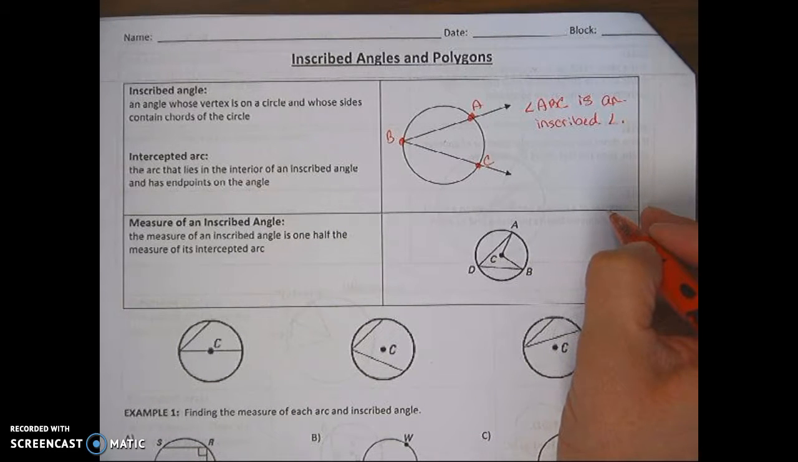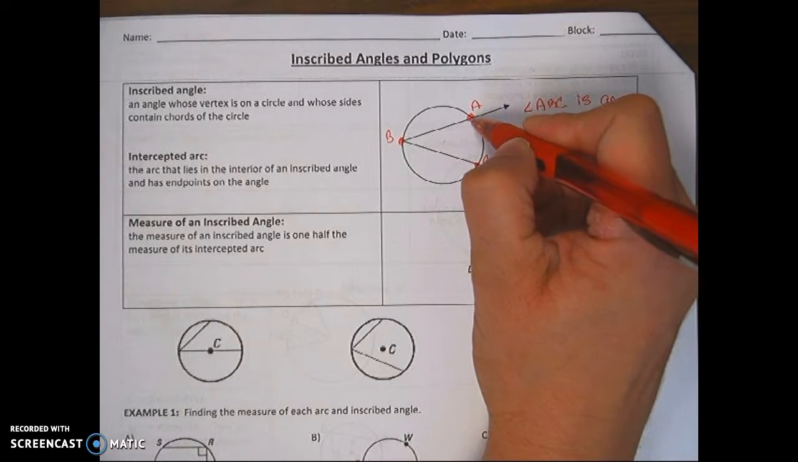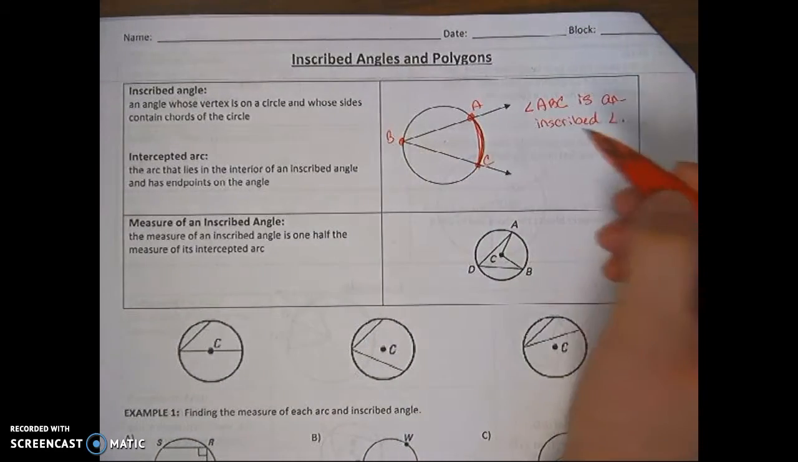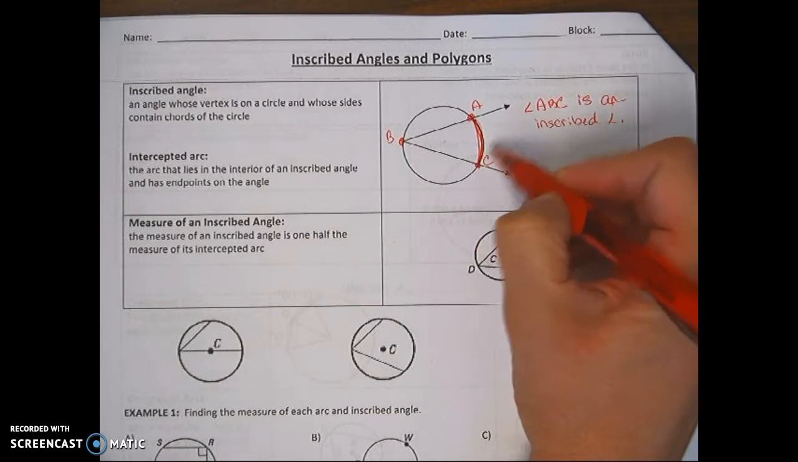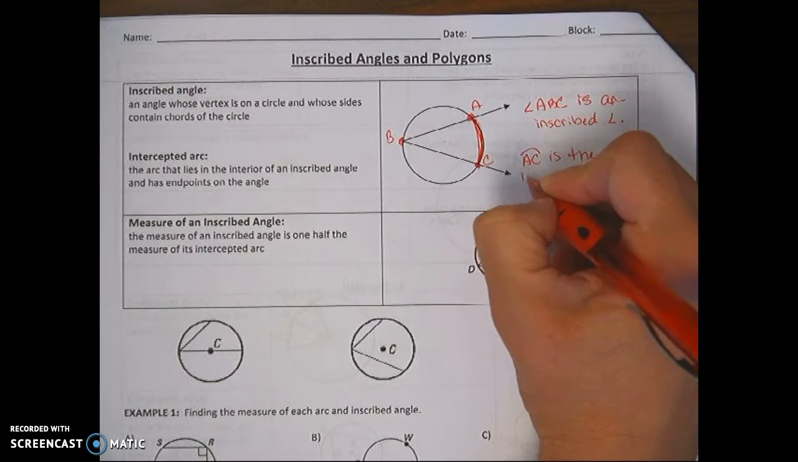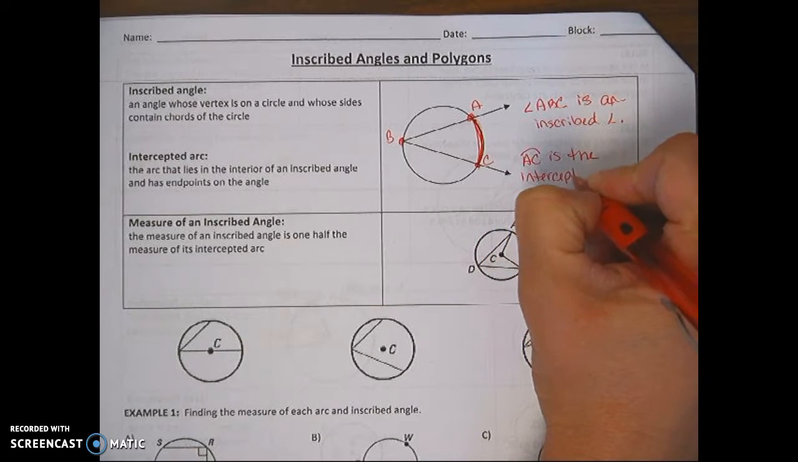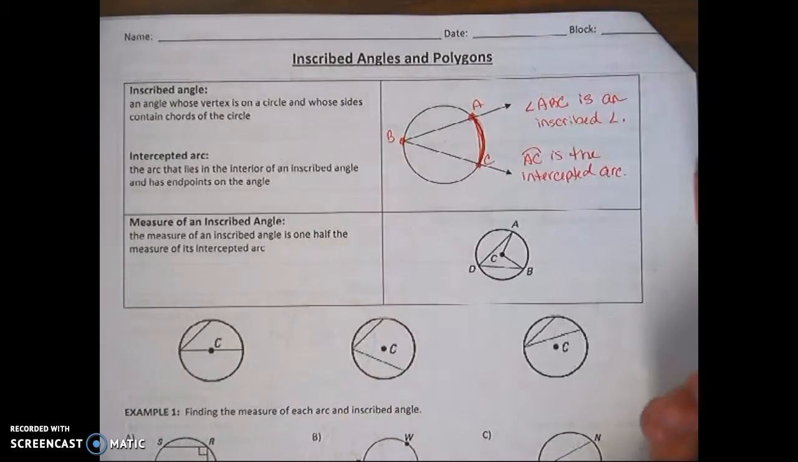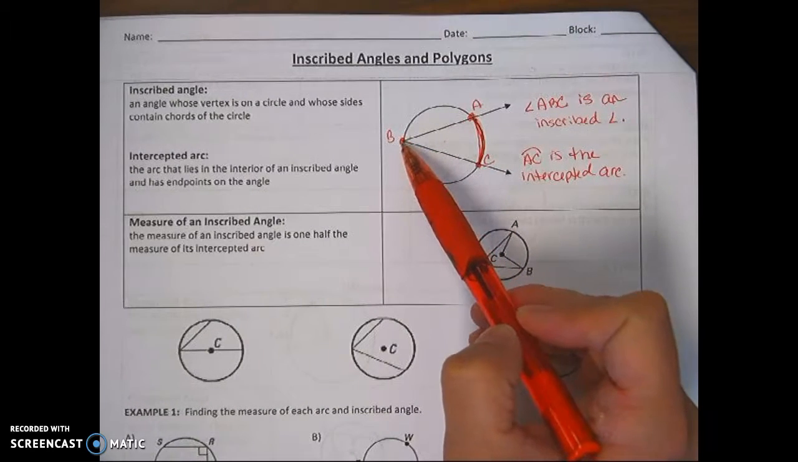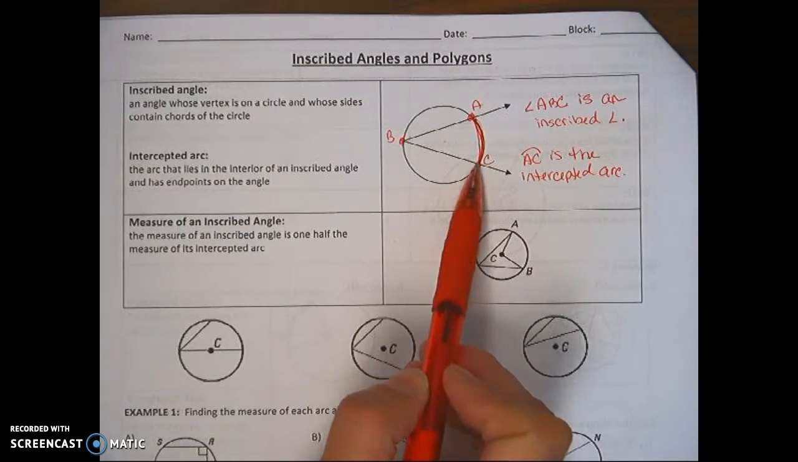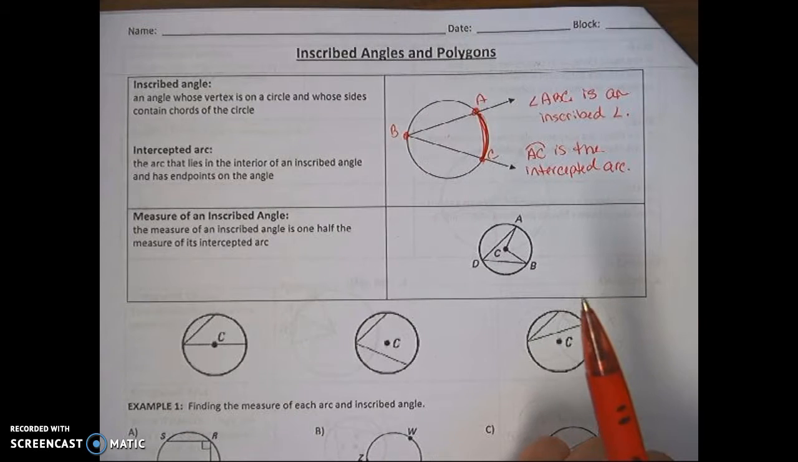The intercepted arc of an inscribed angle is very similar to the intercepted arc of a central angle. It is the arc that is contained within the angle, so it lies in the interior of the angle. So this is the intercepted arc, arc AC. AC is the intercepted arc of angle ABC. If you have a hard time seeing that, sometimes you can trace the angle. If you start at the vertex, you can trace it and see where it intersects the circle. The arc between those two points would be your intercepted arc.